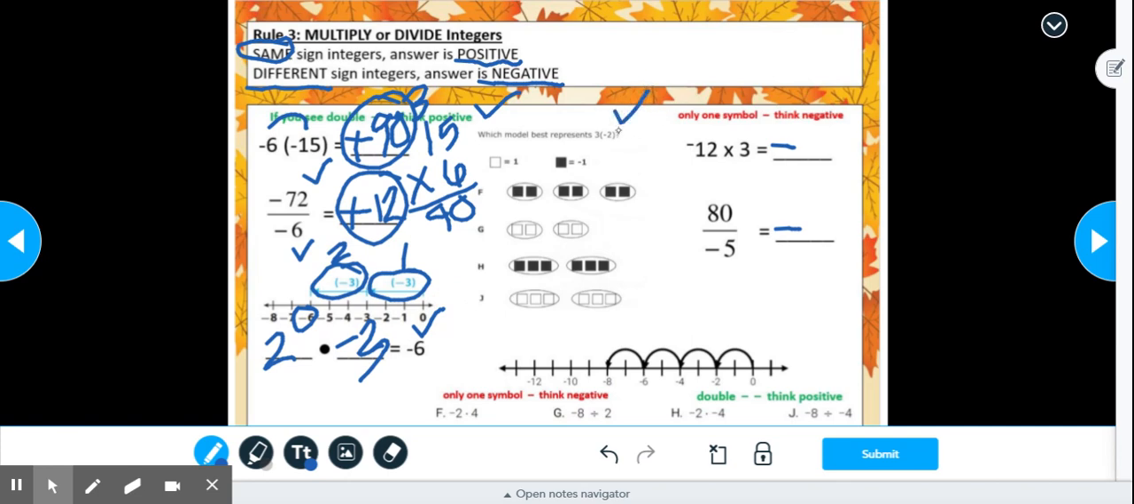And if we modeled it out, negative 2 times 3. So the group is negative 2. So we're looking for negative 2, two negatives grouped together. This one is negative 3 grouped together, and then there's 1, 2 groups of them. So 2 times negative 3 is not the same as 3 times negative 2. It's the same result. Both of them are equal to negative 6.